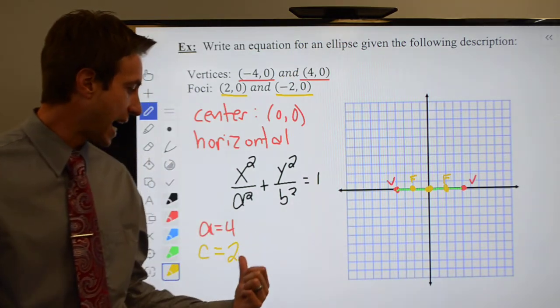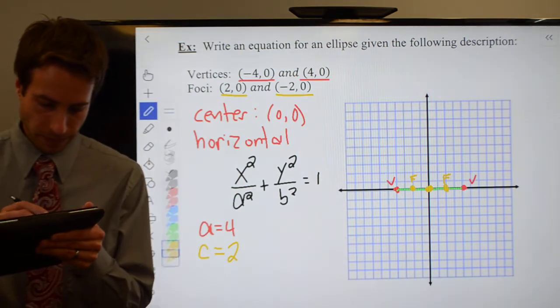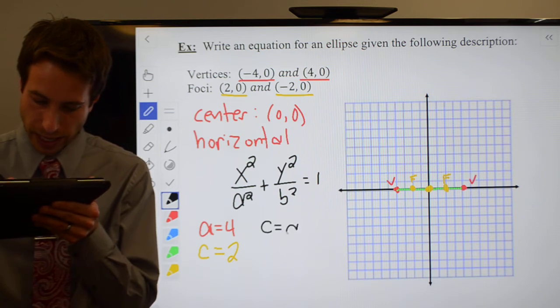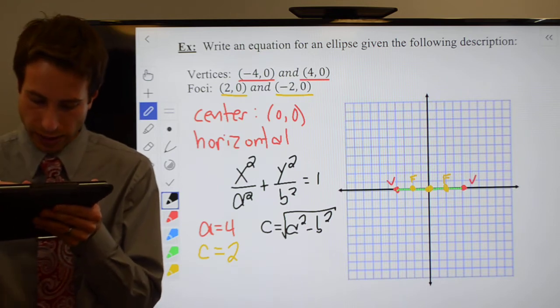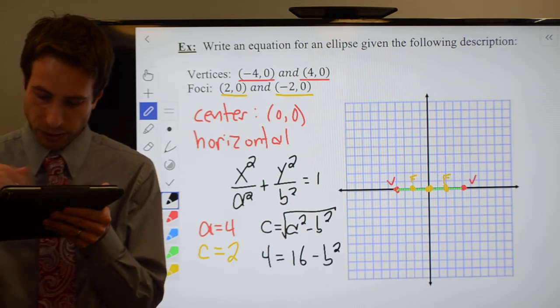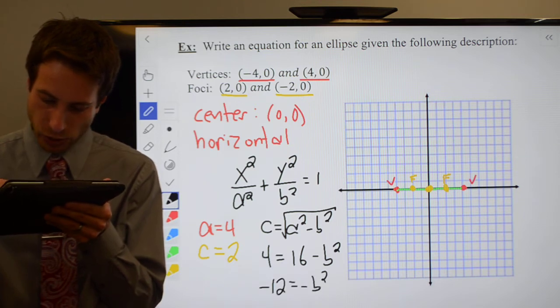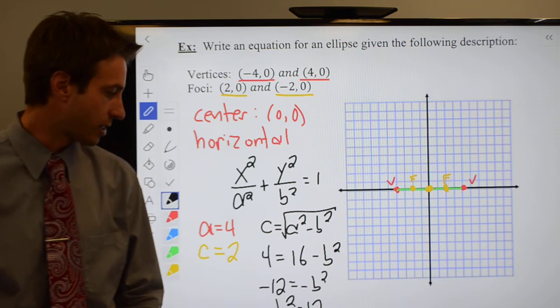So now I know A, I know C, guys. This is just like the last one. I need to use the Pythagorean theorem. C squared is equal to A squared minus B squared. Well, C is equal to 2, but I'm going to need to square it, so that's going to be 4. 4 squared is 16. Subtract the 16 to the other side, which is going to be minus 12 is equal to a negative b squared. So b squared is equal to 12. That's right. That's what I get. B squared is equal to 12.